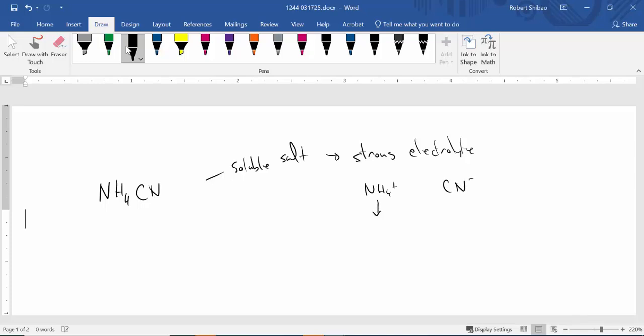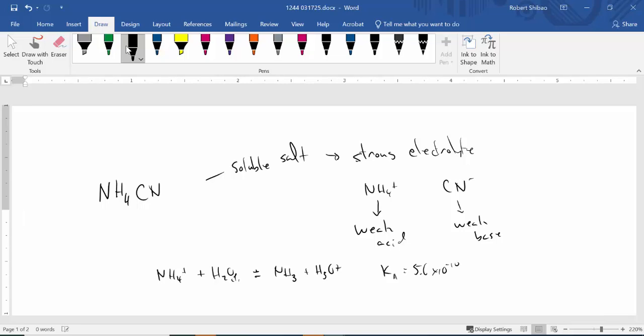Now, ammonium itself is what we call a weak acid, and cyanide is a weak base. And so ammonium cyanide has an acid and a base in the same compound, and both of these are weak. Weak means they partially hydrolyze water. So ammonium will hydrolyze water like this to form ammonia plus hydronium. And so we look at the Ka for this. The Ka is like 5.6 times 10 to the minus 10.